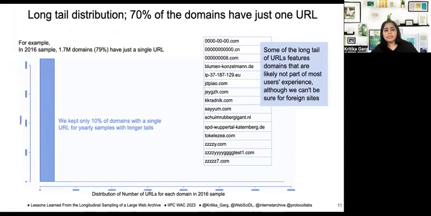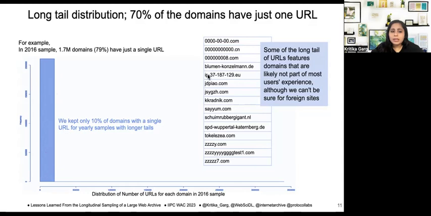We also noticed in our sample that most of our yearly samples had a long tail of domains, domains with just one URL. For example, in this 2016 sample, 1.7 million domains, which is 79%, have just one single URL. So we get this skewed right distribution here. In this table, you can see 10 random domains from this long tail.